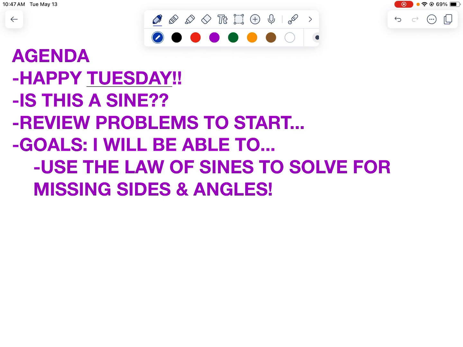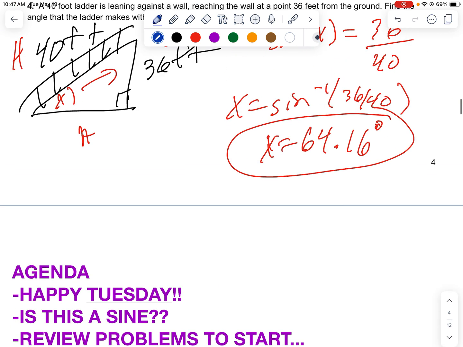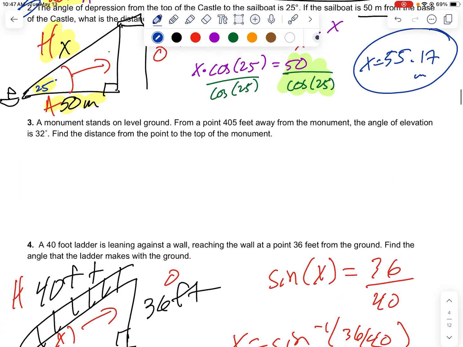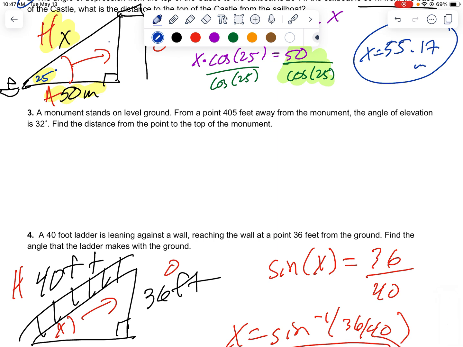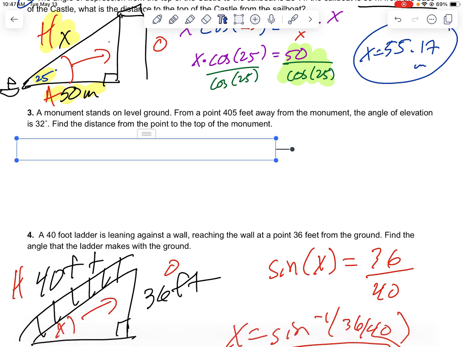But happy Tuesday. We're going to start off with a problem from yesterday. We're going to look at page 4 and flip to number 3. We skipped number 3 yesterday, so I'm going to have you do that to start. Okay, so pause it. Give that one a shot.